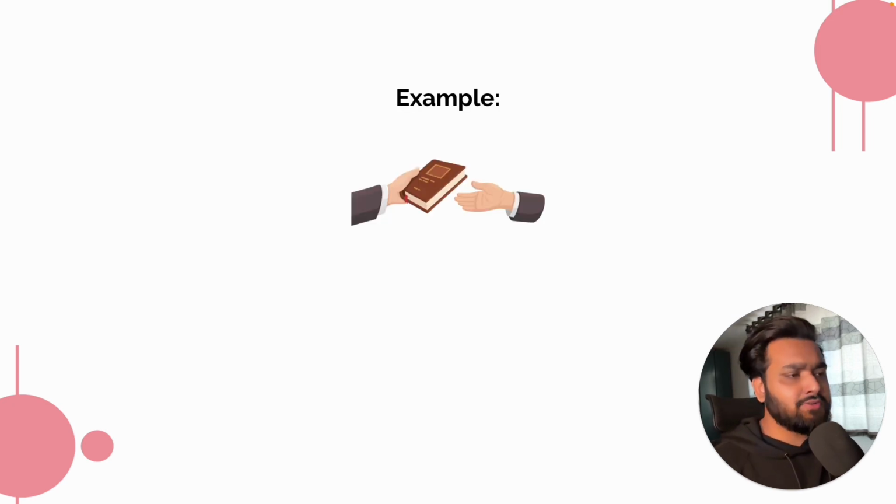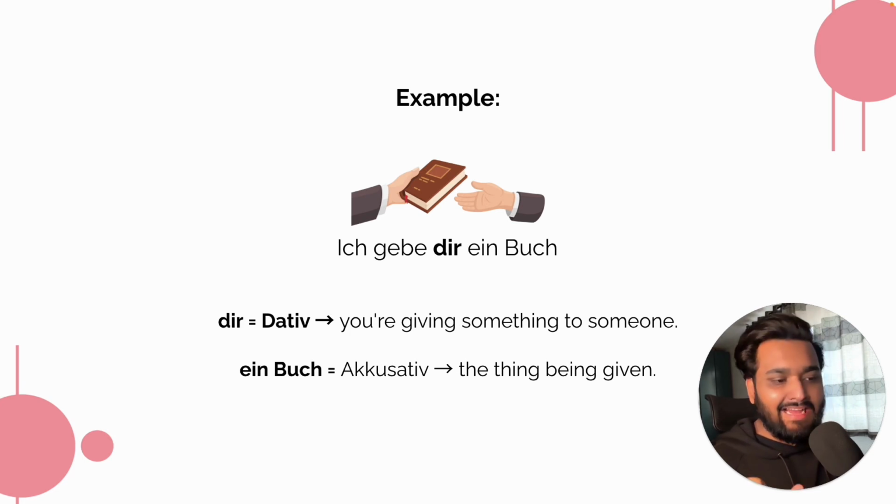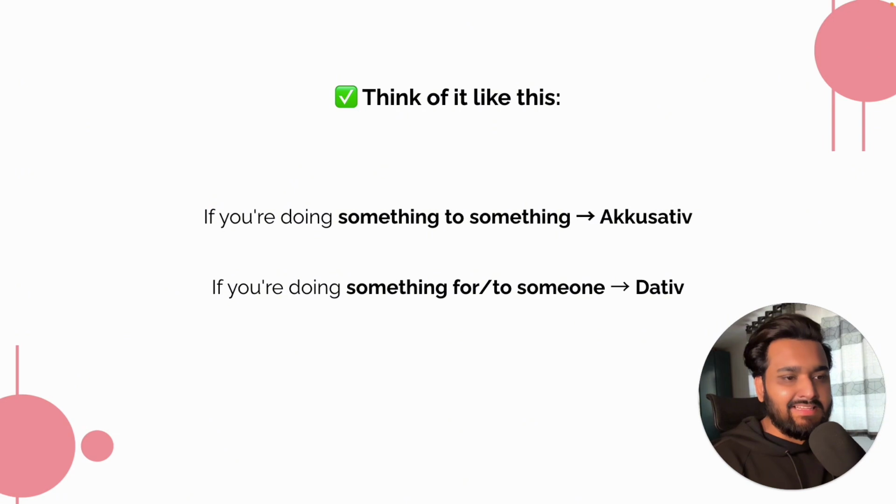Let's understand this through an easy example. Ich gebe dir ein Buch. Dir in this case is dative because you are giving something to someone. And ein Buch is accusative because it is the thing being given. So think of it like this: if you are doing something to something, then it's accusative. On the other hand, if you are doing something for someone or to someone, then it's dative.